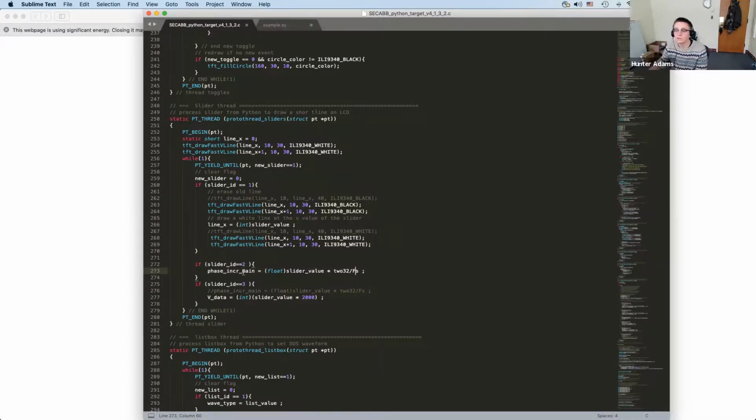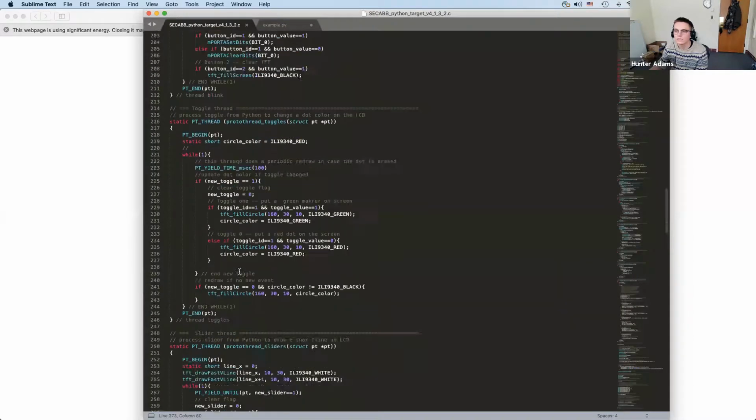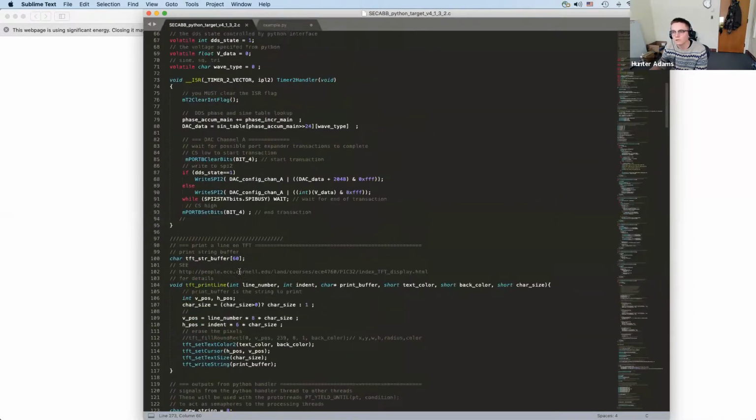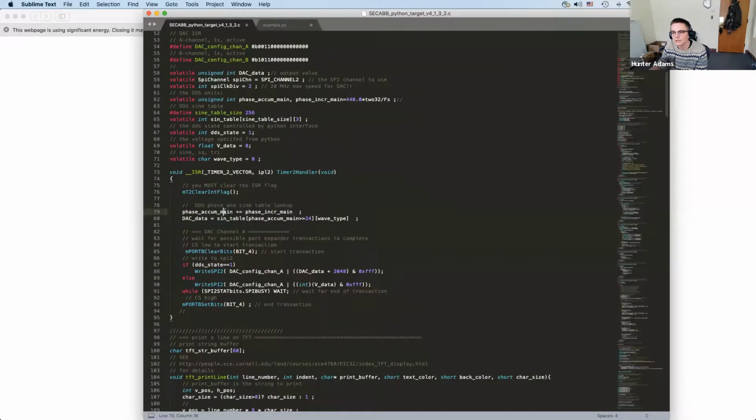With that phase increment that corresponds to a particular desired output frequency, in our interrupt service routine, we then very simply add that amount to our accumulator, and then use the top 8 bits of that accumulator to index into the sine table. Grab that amplitude from the sine table, send it to the DAC, leave the interrupt service routine, and 1 over Fs seconds later, re-enter and do it again.